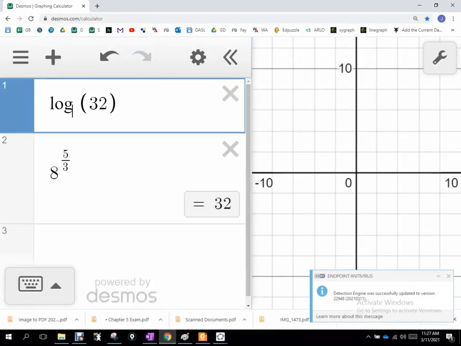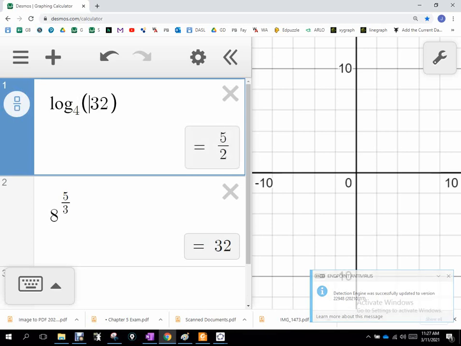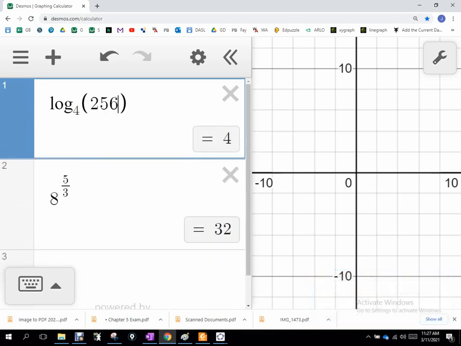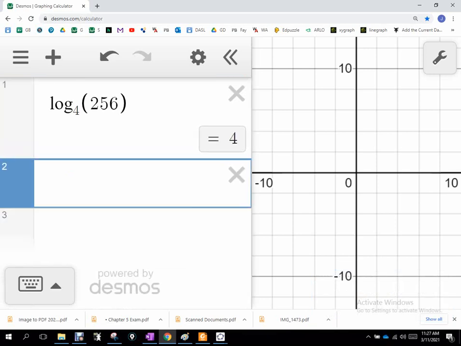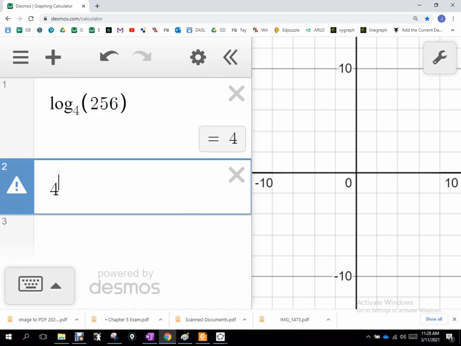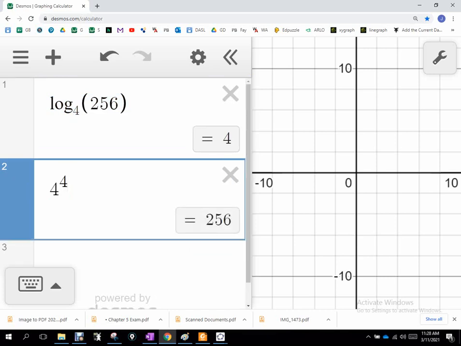And I'll put a base of 4. And here we'll put 256. And we see that we do get 4 back, right? So what that means to me is that 4, my base, raised to this exponent, which is equivalent to this number right here. So 4 will give me 256. That make sense?